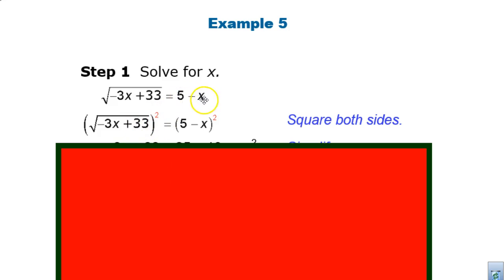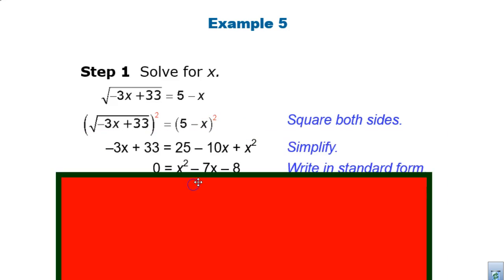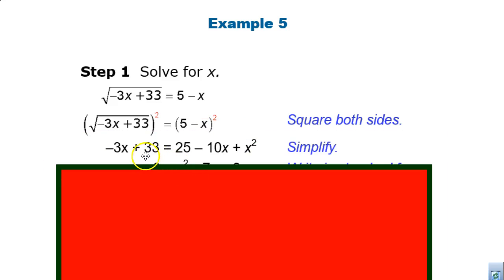When you raise 5 minus x to the second power, you are not squaring 5 and negative x independently. It doesn't work that way. You have to square the whole thing, all of 5 minus x, which means that we're going to end up with a quadratic. When you square negative 3x plus 33, the square and the square root cancel each other out. But when you square 5 minus x, you have to FOIL it.